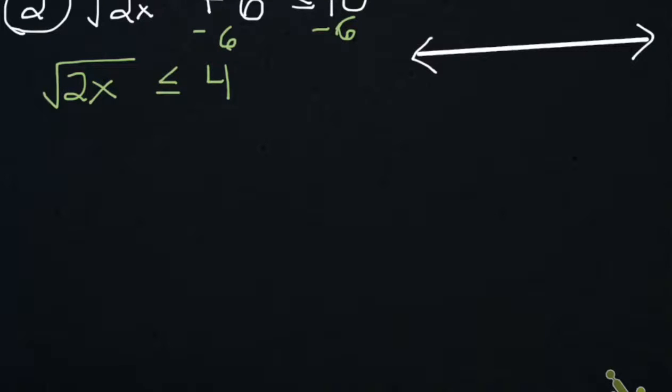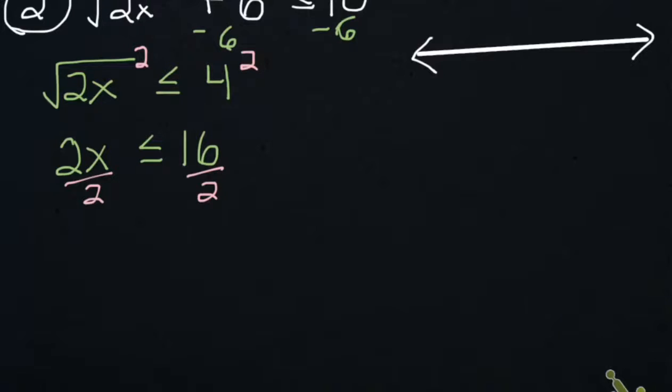Now I can raise it to the power. Since it's a square root, I am going to square both sides. I'm left with 2x, because my square and my square root cancel, less than or equal to 16. Now we divide both sides by 2. And we get x is less than or equal to 8.